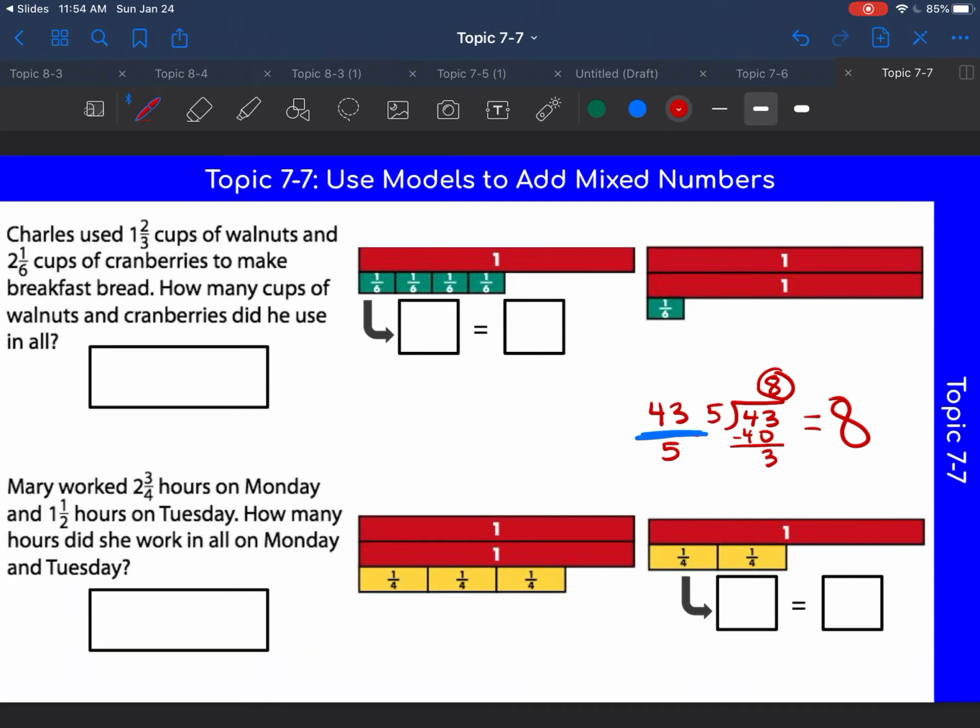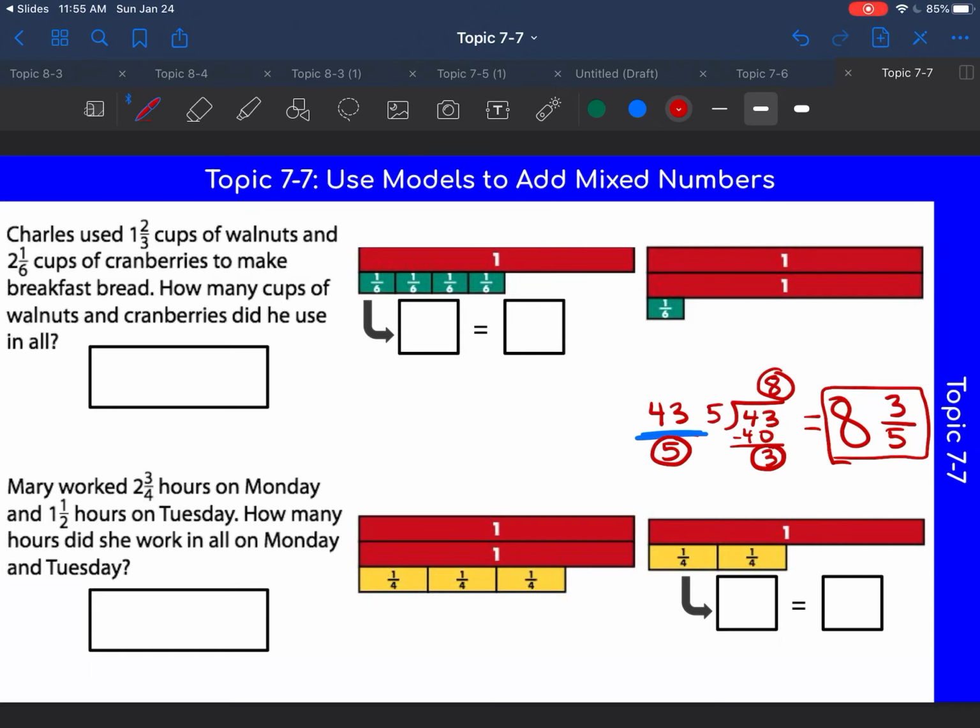Now, we can't continue the problem because 5 can't go into 3. So in this case, remember how we learned we don't make it a decimal. We just kind of keep it as a fraction. Okay, 3 is left over, meaning that's the numerator. And then the denominator, which is 5, stays the same. So you have 8 and 3 fifths. Okay, and that is the answer for that problem, 8 and 3 fifths.